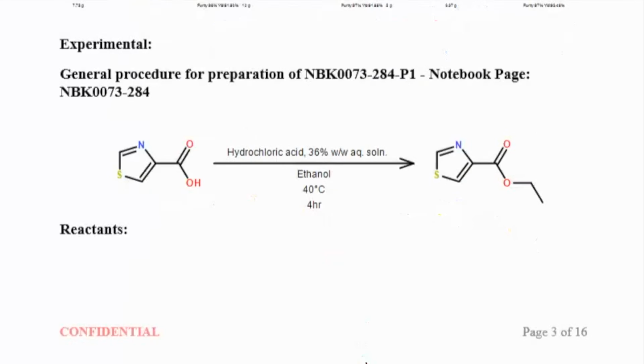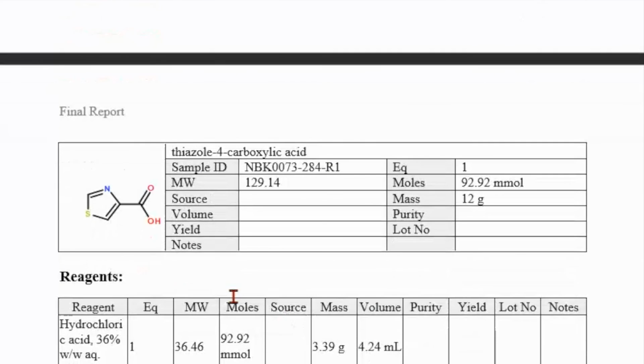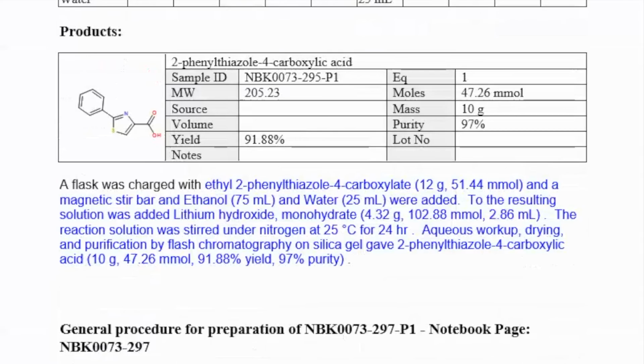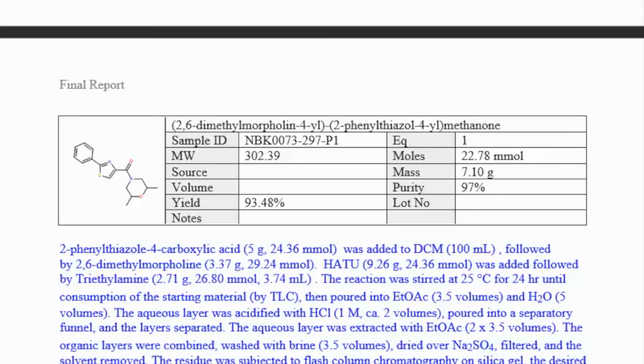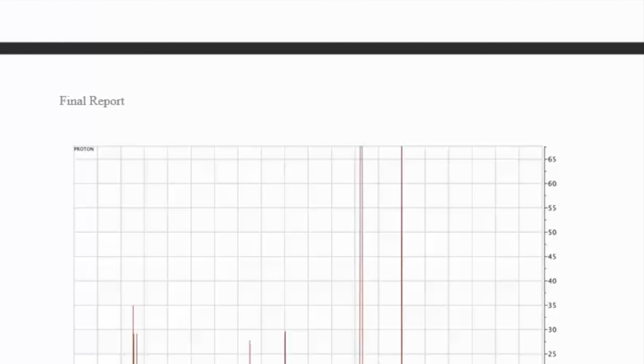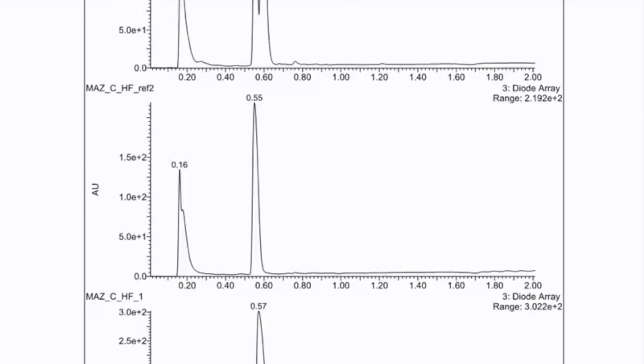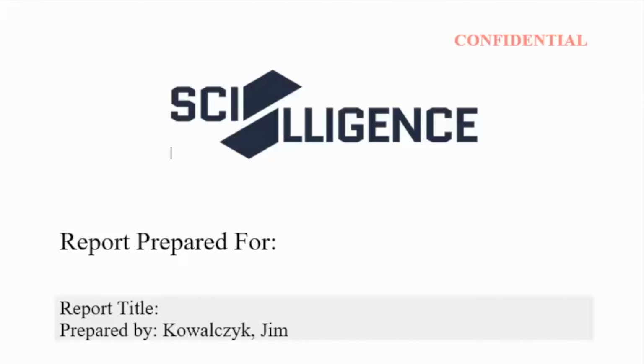For example, this first step, you can see the different stoichiometry tables, and this is the experimental taken directly from the notebook. So that is the final report, and so on down to the bottom. You can see that there were actual NMRs associated with this final report, and they are attached also in the Word document. LCMS as well. So that's it. That's the final report.